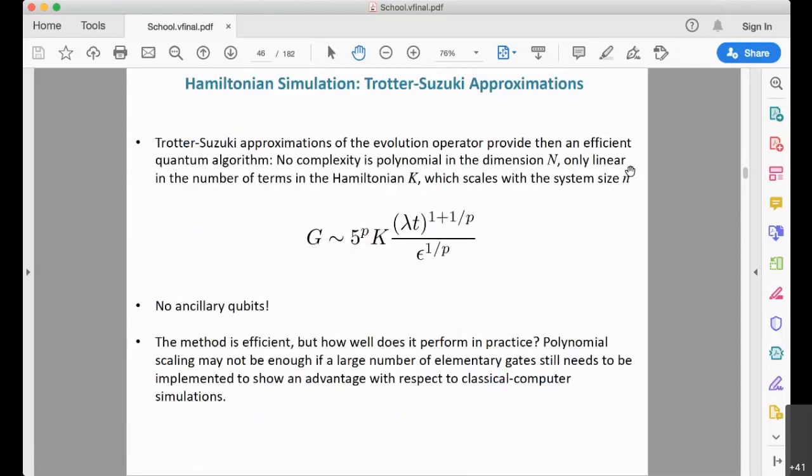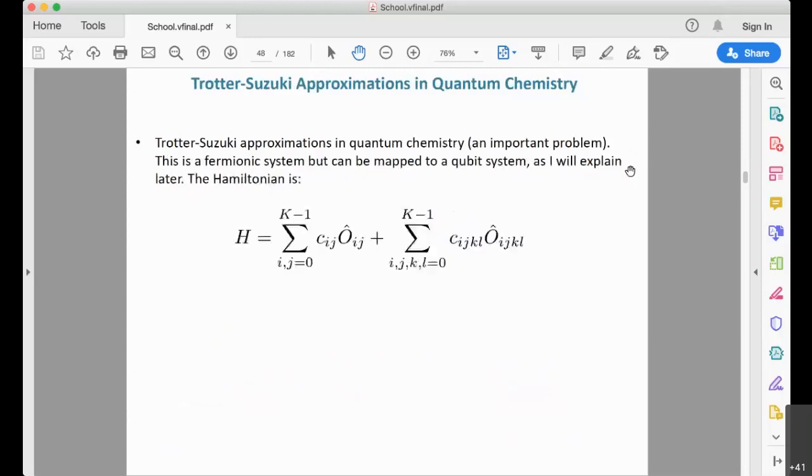All right. Okay. So again, the nice thing about this is that there are no ancillary qubits. Okay. So I say the method is efficient, and this is related to your question, but how well does it perform in practice? Polynomial scaling may not be enough, especially if you're dealing with a P which is not 1 or 2 and so on. Yes. Okay, so actually, there have been many papers looking at this, how basically what is the complexity of product formulas in practice. Okay, and I'll talk a little bit about this just to tell you what is out there.